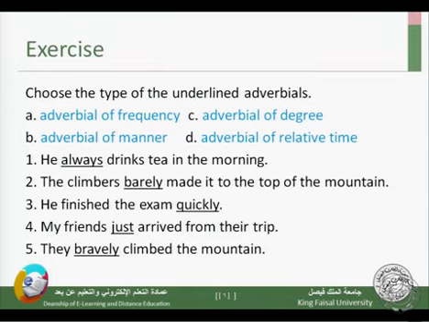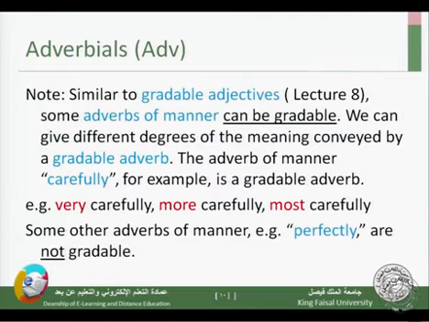Number 5, they bravely climbed the mountain. How did they climb the mountain? In what manner? What was the way, or what was their condition when they climbed the mountain? So this is an adverbial of manner. They bravely climbed it. Okay, this is the way in which they did something, climbing the mountain. So the correct choice for number 5 is B. Bravely is an adverbial of manner.